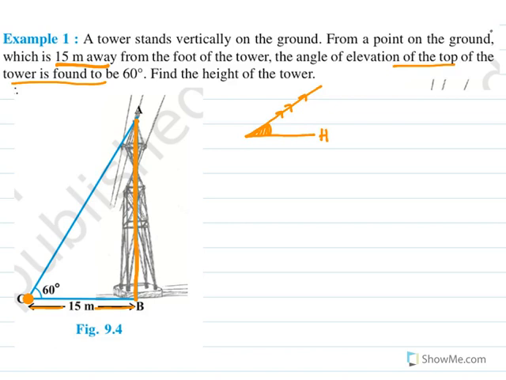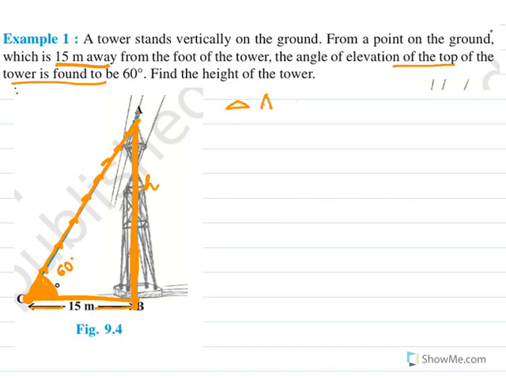So my horizontal I have already drawn. This is my horizontal here, and this is the line of sight. Here is the line of sight. I'm looking at the top of the tower. This angle is 60 degrees. I need to find the height of the tower. So this is my H. Here is my tower. So this is the H.